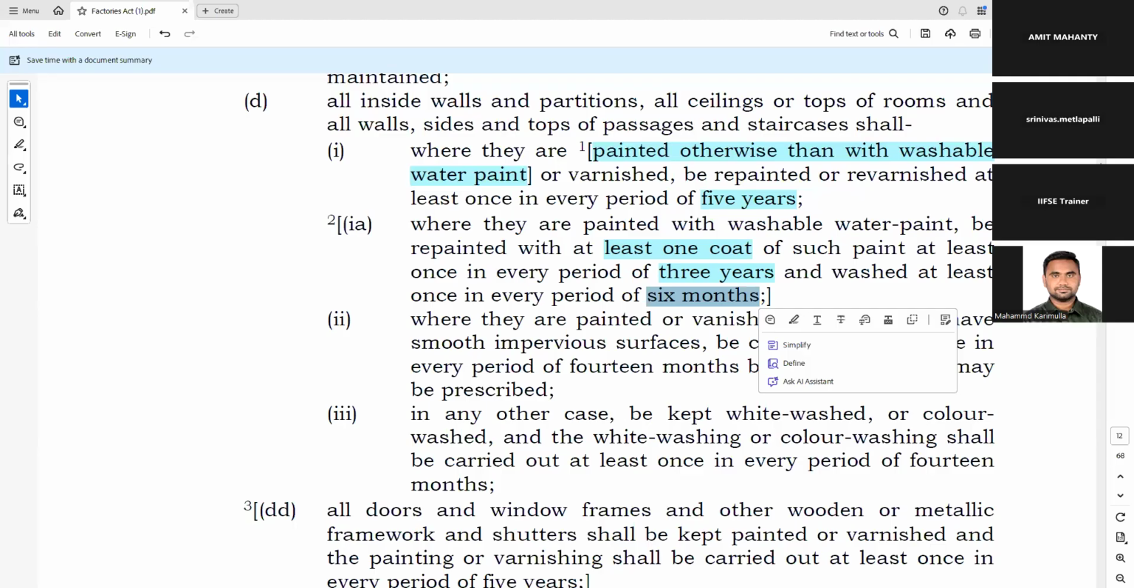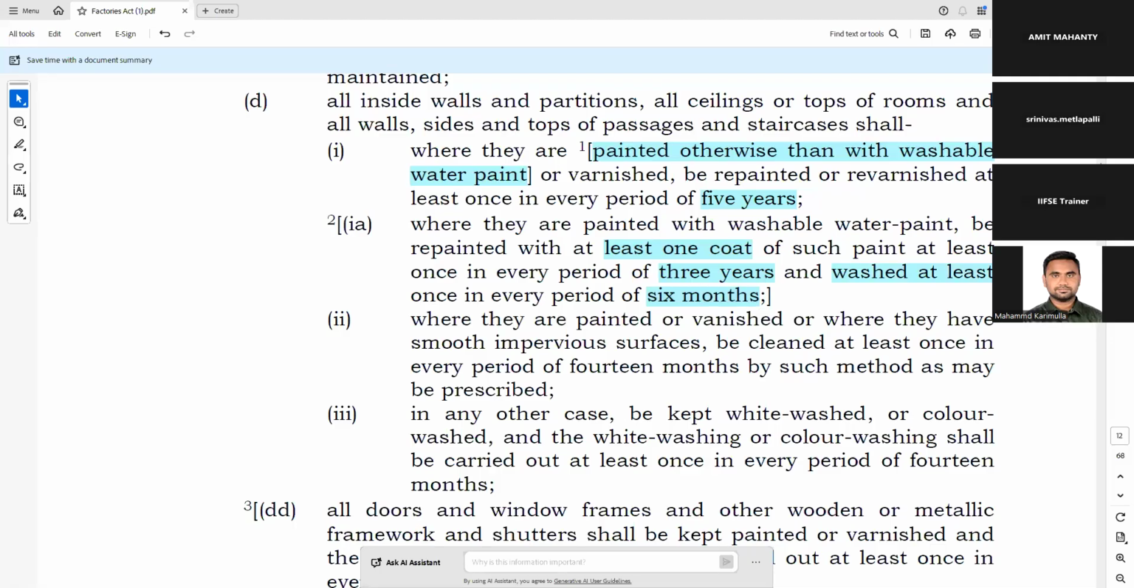That's why we talk about the paint being washable, so that we can wash the walls once in 6 months. But it is not applicable to all industries, only where the industries have huge dust or vapors, or the work area gets contaminated severely and the walls get dirty. And where they are painted or varnished, where they have smooth impervious surfaces, they must be cleaned at least once in every period of 14 months by such method as may be prescribed. Even 14 months.